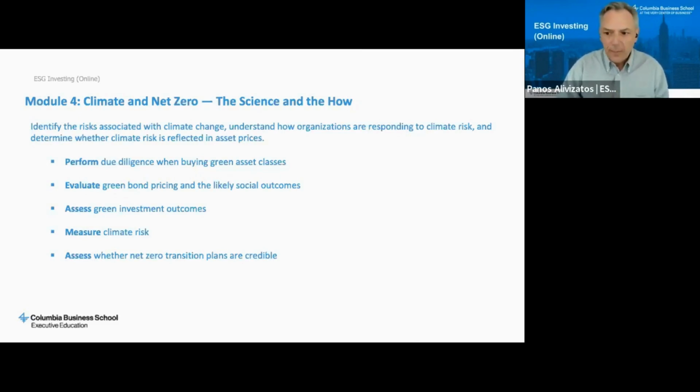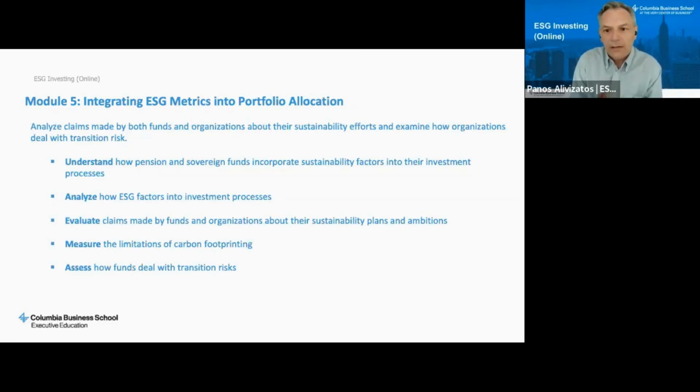Then in module 5, we will discuss how to integrate ESG metrics into portfolio allocation. We will analyze several claims made by both funds and organizations about their sustainability efforts and examine how organizations deal with these transition risks. During this process, we will understand how pension and sovereign funds incorporate sustainability factors into their investment process. We will discuss a couple of famous sovereign wealth funds and how they run these processes. We will analyze how ESG factors into the whole investment process. We will evaluate claims made by funds and organizations about their sustainability plans and ambitions, and we will measure the limitations that carbon footprinting has.